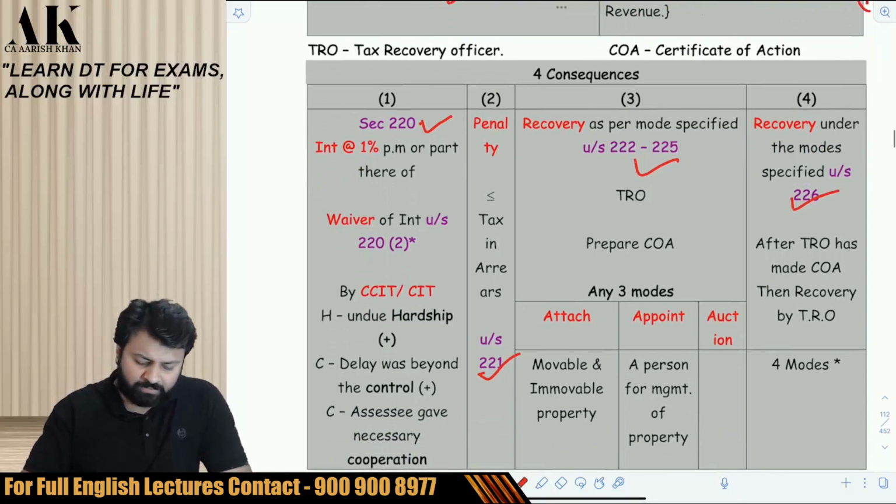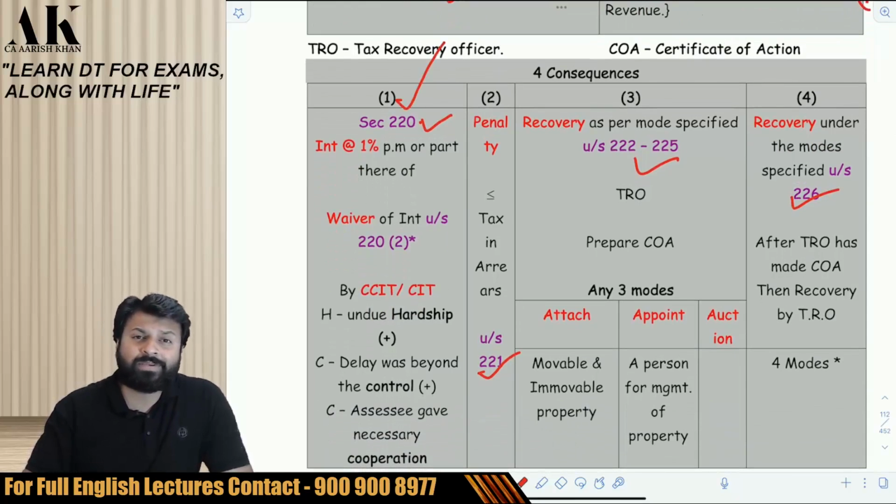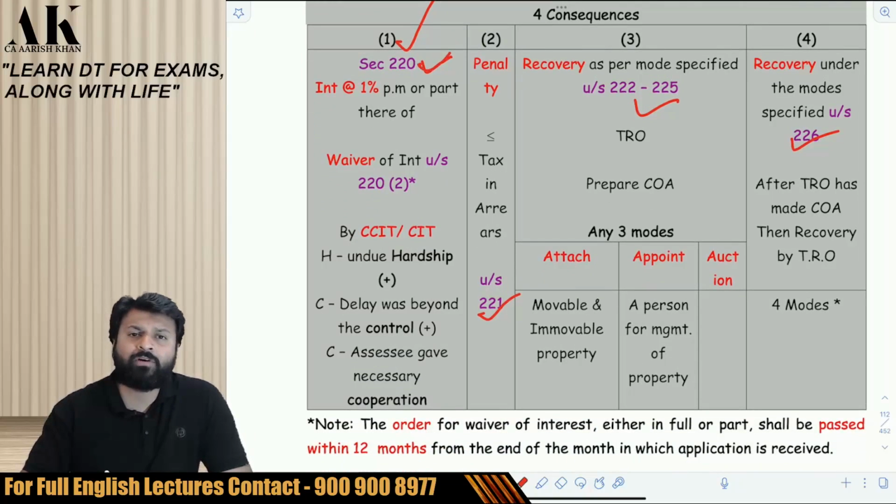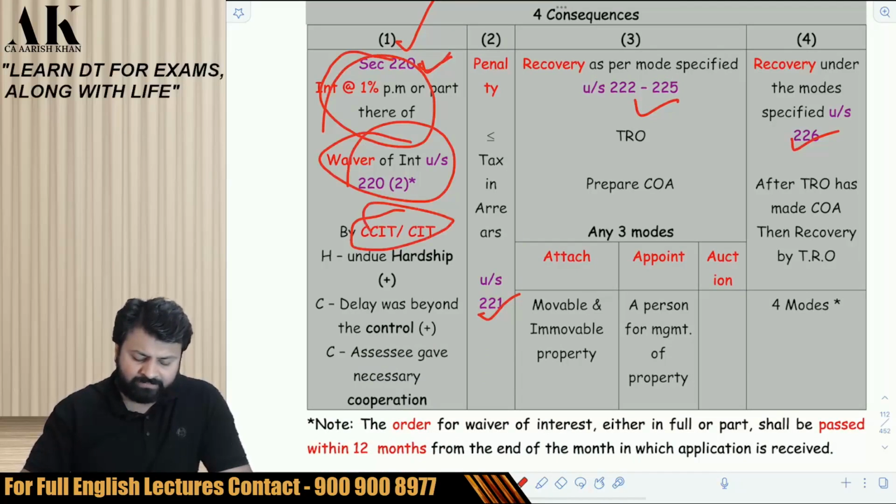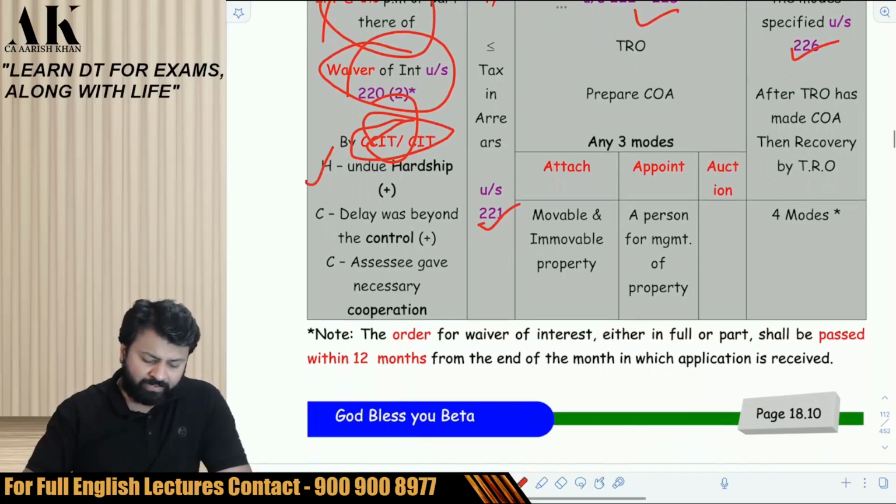Let us see one by one. The first one: you have to bear the consequences mentioned in section 220. What is mentioned in section 220? It is mentioned that the assessee will be liable for an interest of 1% per month or part thereof. Can this interest be waived? Yes, it can be waived by the Chief CIT or CIT if the three conditions are fulfilled.